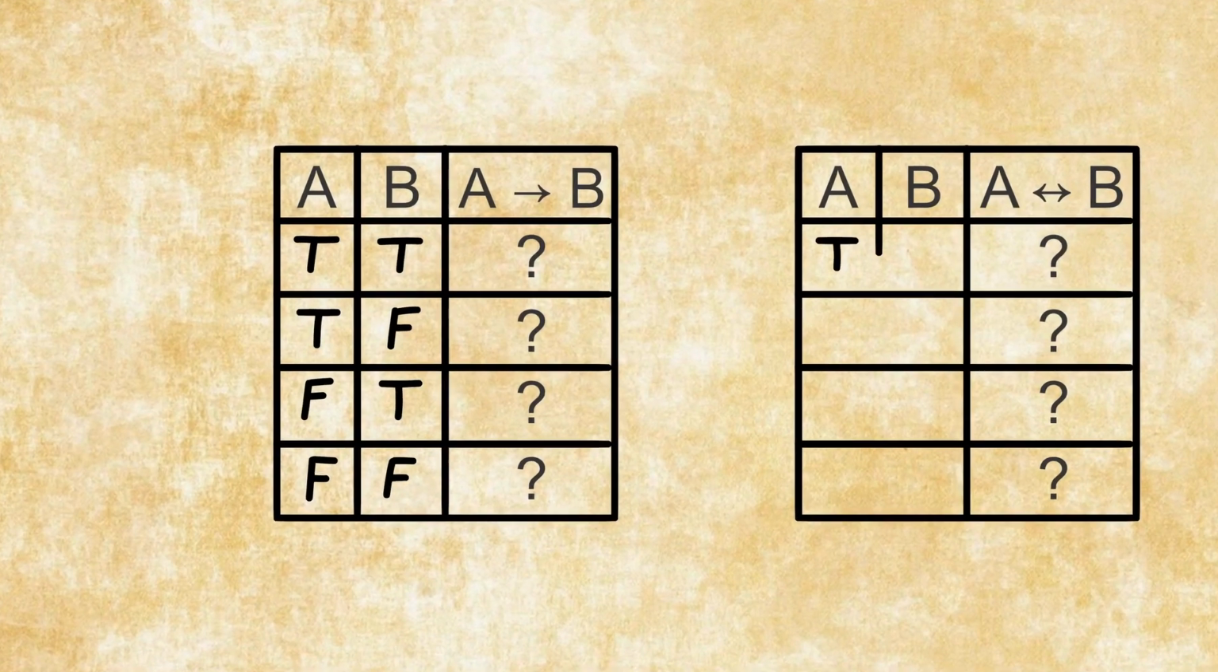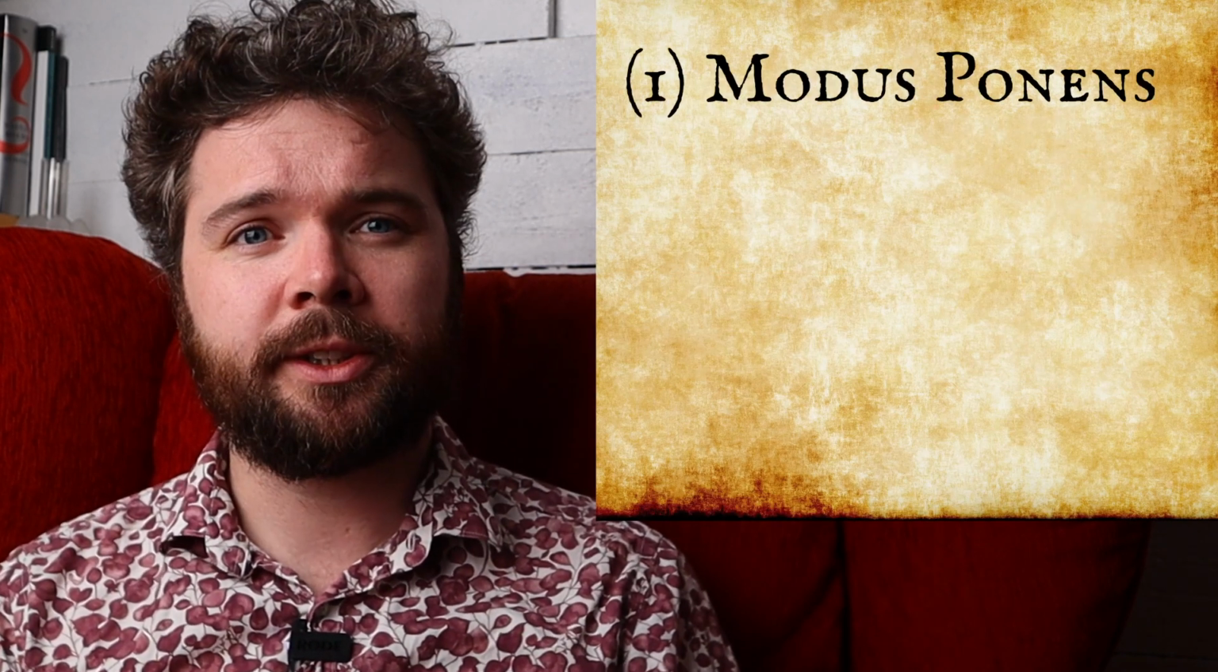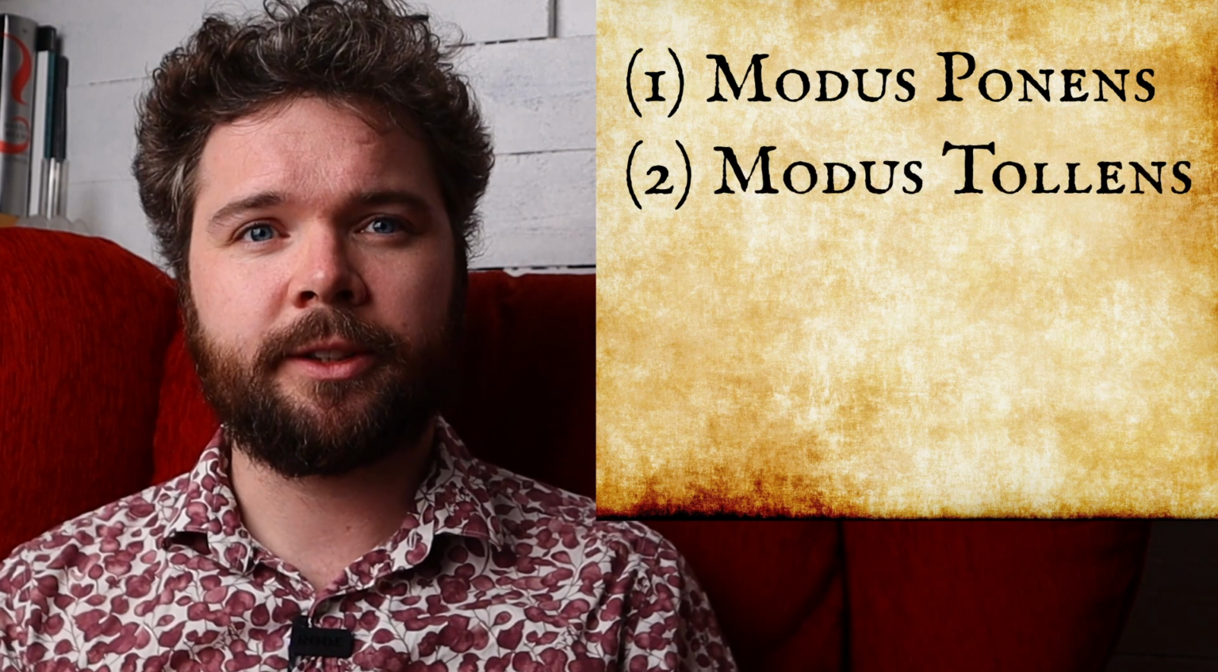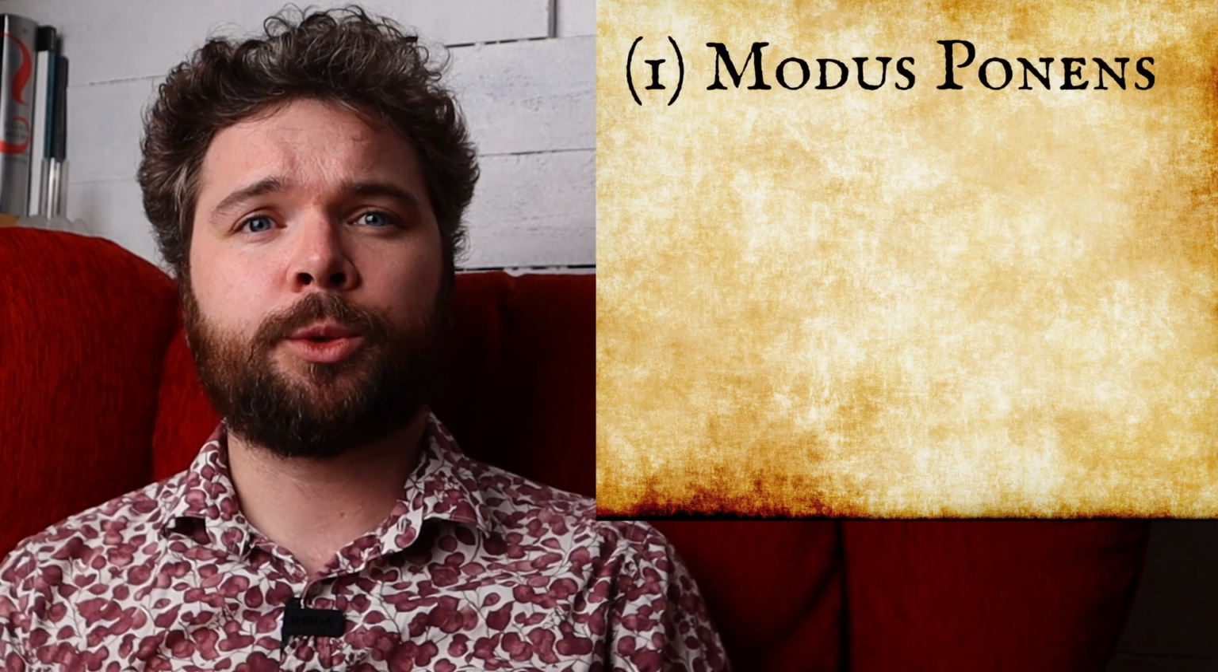But how do we go about when we have a more complex argument and want to figure out whether it's valid or not in a more systematic way? Simply through truth tables. We have gone through the basics of truth tables, but now let's use them in a more practical way. There are 3 simple and classical variants of deductive arguments that I want to go through in today's episode. Firstly, Modus Ponens. Secondly, Modus Tollens. And thirdly, Disjunctive Syllogism. Let's begin with the first one.